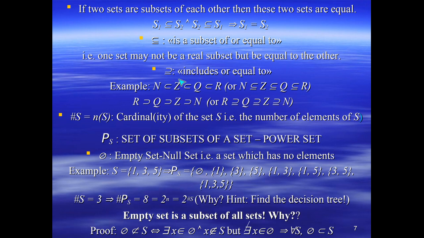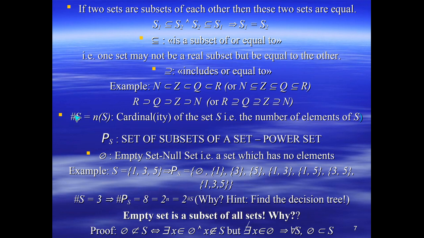Example: N is a real subset of Z, Z is a real subset of Q, Q is a real subset of R. Or we can also write N is included or equal to Z, is included or equal to Q, is included or equal to R. Both we can write down. But we know that actually equality doesn't hold here. There are elements in Z which are not elements of N, there are elements in Q which are not elements of Z, and there are elements in R which are not elements of Q. So in reality, the strict inclusion is the right one. But we can also write is equal to, knowing that they are not equal. Or we can write down R includes Q, includes Z, includes N, or R includes or equal to Q, includes or equal to Z, includes or equal to N. This is possible as well.